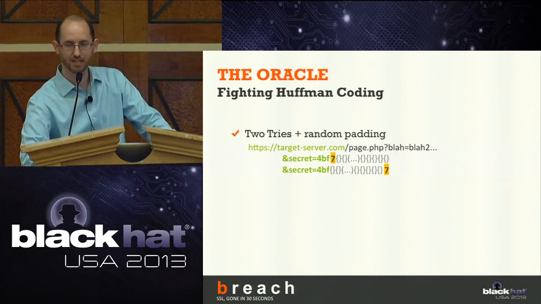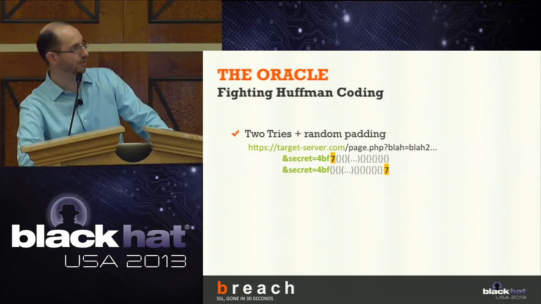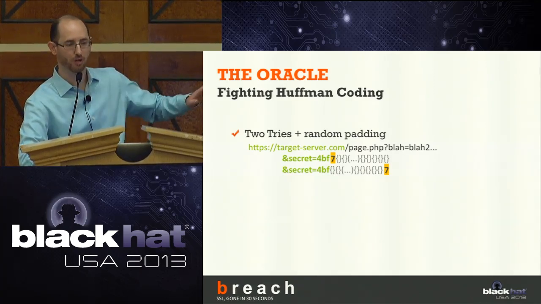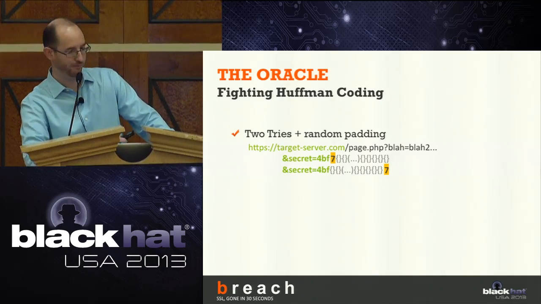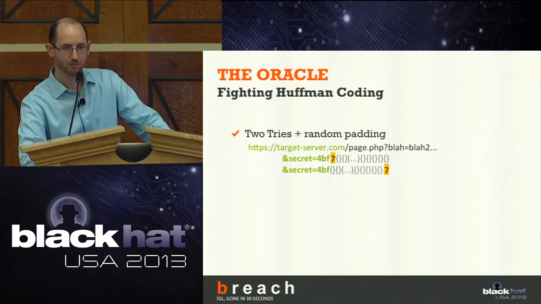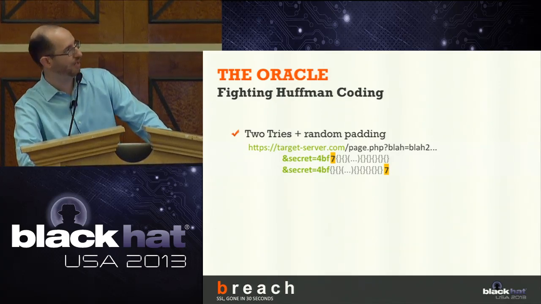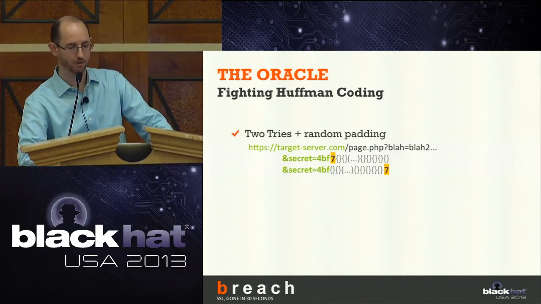So let's say we're trying to guess, in this case, the number 7. We want to see if 7 is correct. So what we are going to do, we're going to send it once just after the characters that we already know, that we already guessed before. Let's assume we already guessed those characters. And we're going to put 7. So we have 4BF, and then we have 7, and then we have some random padding that we put over there to just buffer it out of the rest of the data. So we'll get the response, we'll measure it, and then we'll send another request, the second try, and over there we'll put the number 7 after that padding. So we have 4BF, padding, and then 7.